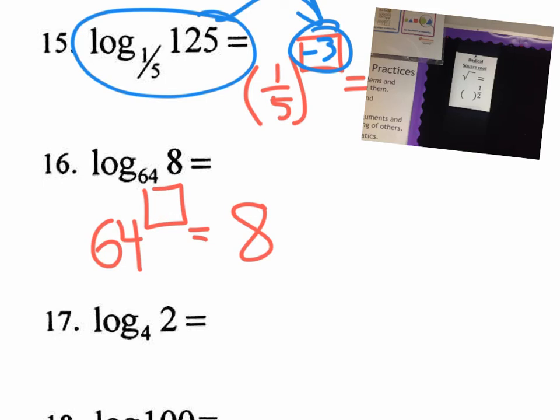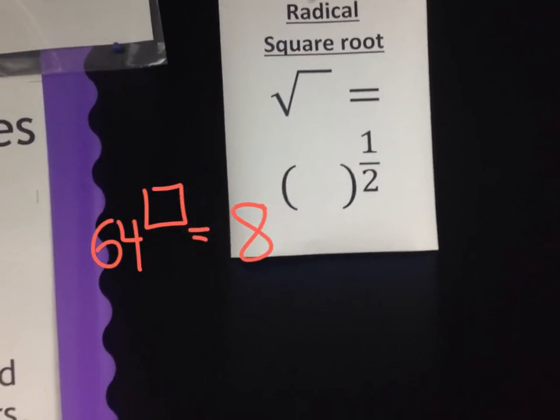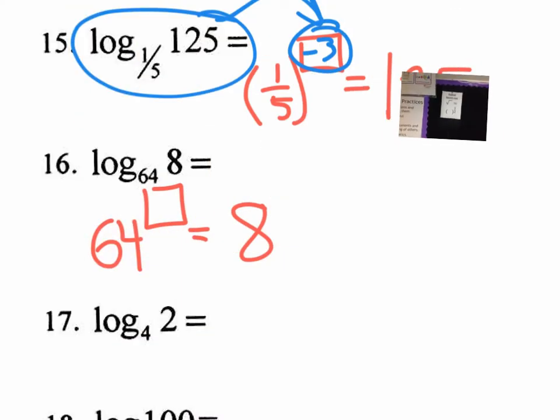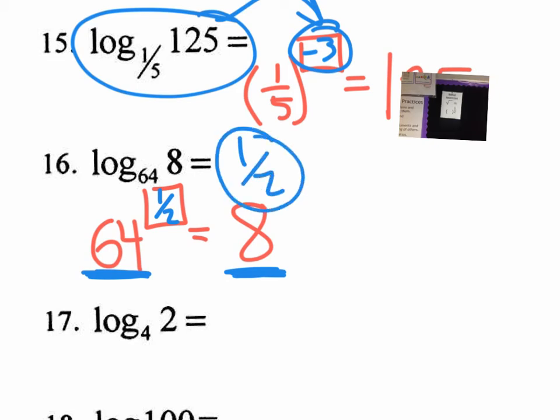But the thing is, what do you need to know? You need to know that your square root is really the power of 1/2. So if you plug in a 1/2 right there, it's actually taking the square root of 64, which makes it precise. The answer is 8. So the answer to number 16 is 1/2, because 1/2 is really a square root. We're going to need to know that, so please don't forget it.